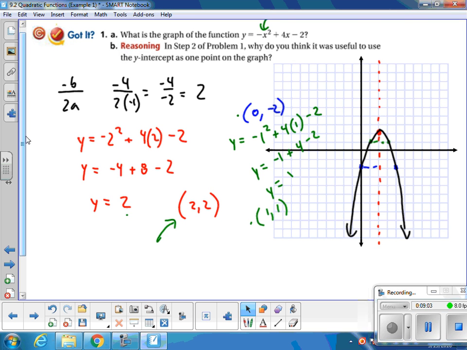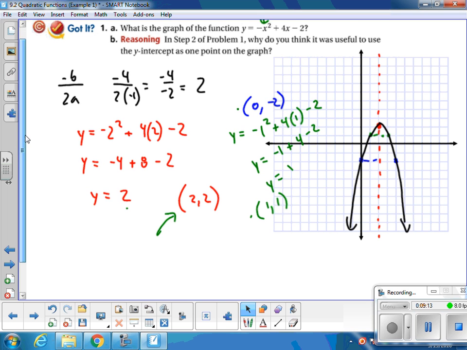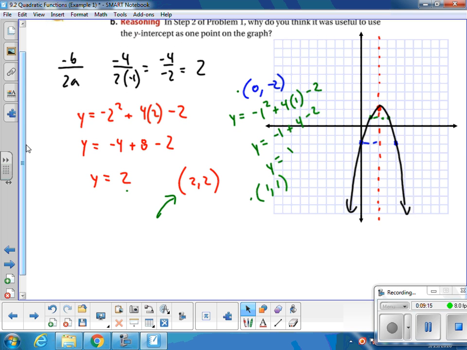Reasoning in step 2 of problem 1. Why do you think that it was useful to use the y-intercept as one point on the graph? I think it just allows us to plot a point. It goes really quick and easy too. Nice and quick with that one.